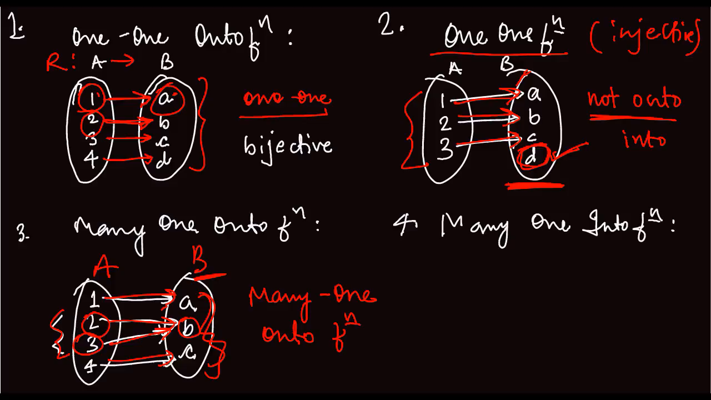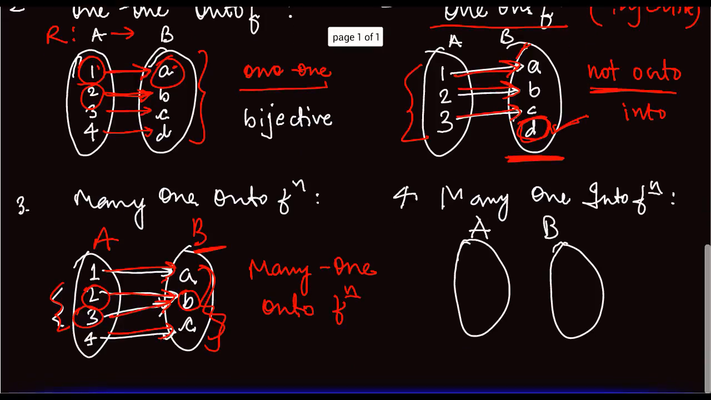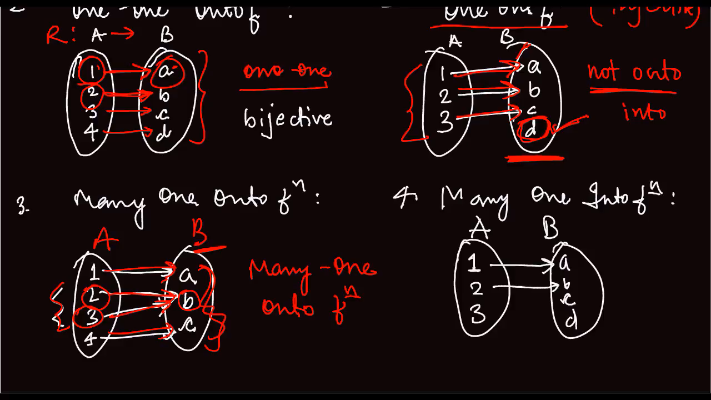Many-one into function. What this says is, let's say we have two sets A and B. We have elements 1, 2, 3, and here we have A, B. If it is into, then also C and D. Now let's say 1 is related to A and 2 is related to B, and 3 is related to A and D.